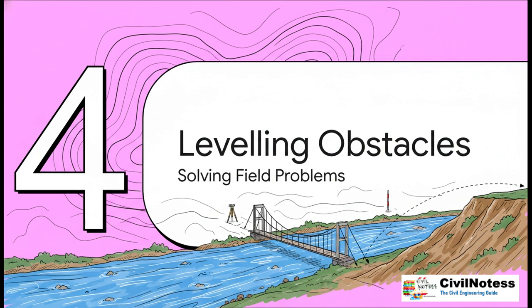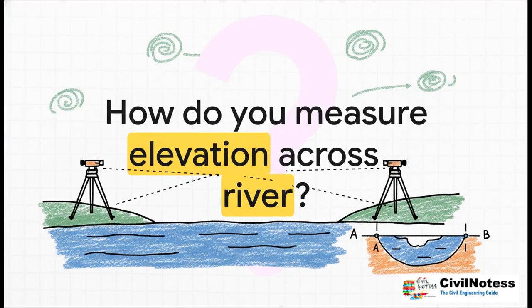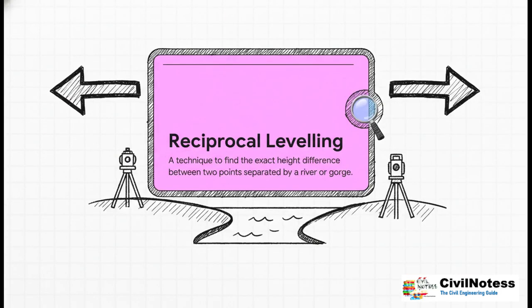Okay, let's talk about a classic real-world problem. You're out on a survey, and there's a river or maybe a deep valley right in your way. Obviously, you can't just set up your instrument in the middle of it, so what do you do? If you just try to take one super long shot from one side to the other, all those errors we just talked about, curvature and refraction, they're going to get huge and wreck your accuracy. So you need a smarter way to do it. You need a technique that's specifically designed to eliminate those errors. And that technique is called reciprocal leveling.